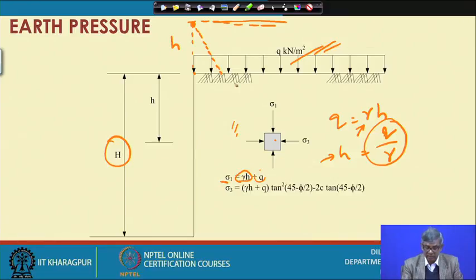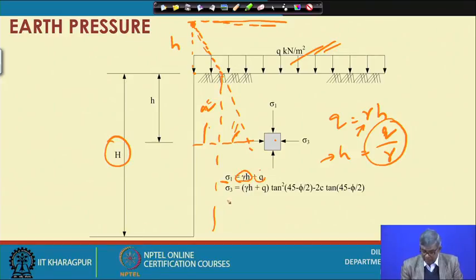I can consider this is the pressure, and then because of this soil, again pressure is increasing like this. So in that case, what will happen? This pressure is there, that is Q plus this. So this is gamma H plus Q. So this is gamma H, this one, plus Q.